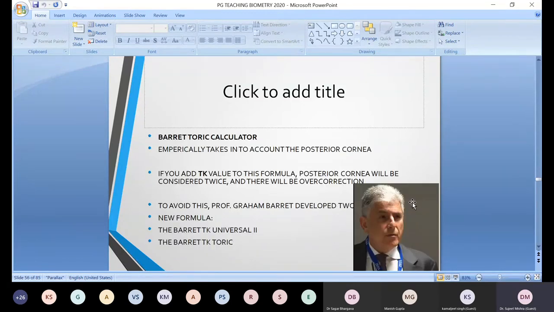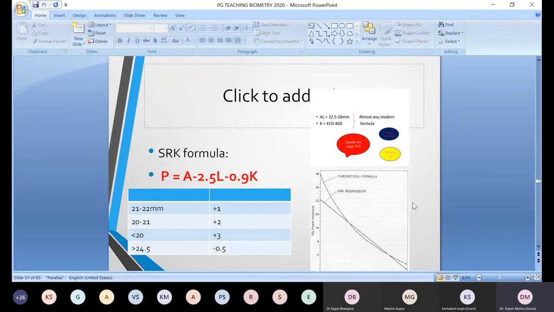In the Barrett toric calculator, it takes the posterior cornea empirically into account. Now, if you add the TK value of IOL Master 700 to this formula, then the posterior cornea will be considered twice and there will be overcorrection. So to avoid this, Professor Graham Barrett has developed two new formulae, that is Barrett TK Universal 2 and Barrett TK Toric. These things I am ignoring purposely because Dr. Sagar will be taking care of these special situation formulas.